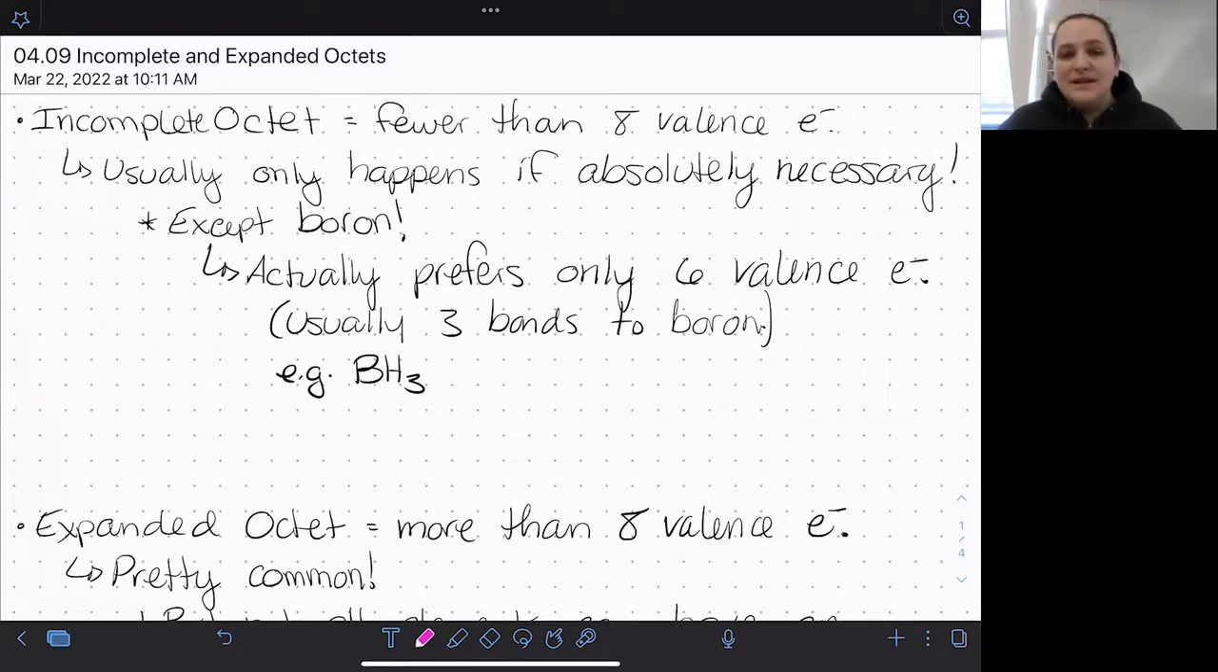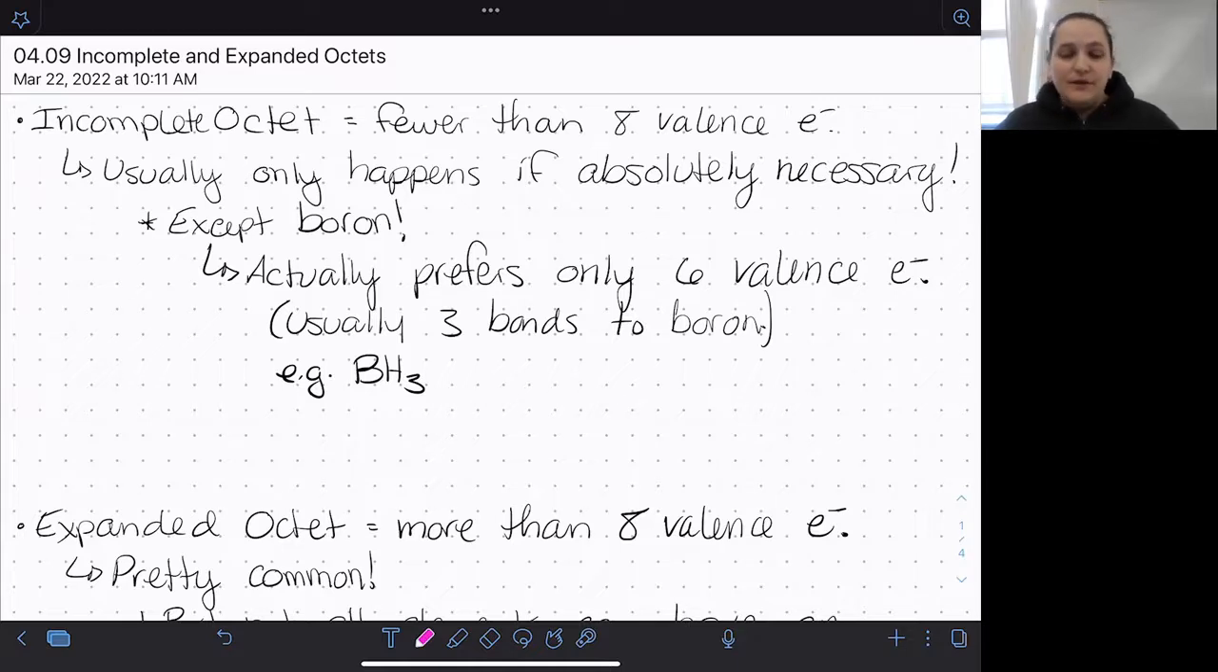With incomplete octets, these usually only happen if they're absolutely necessary. They're not terribly common, but they do happen occasionally. The only exception to that is boron, which actually prefers to have only 6 valence electrons compared to 8. So you'll usually find a central boron atom has 3 bonds to it, which gives it a total of 6 electrons available to it, rather than the preferred 8.